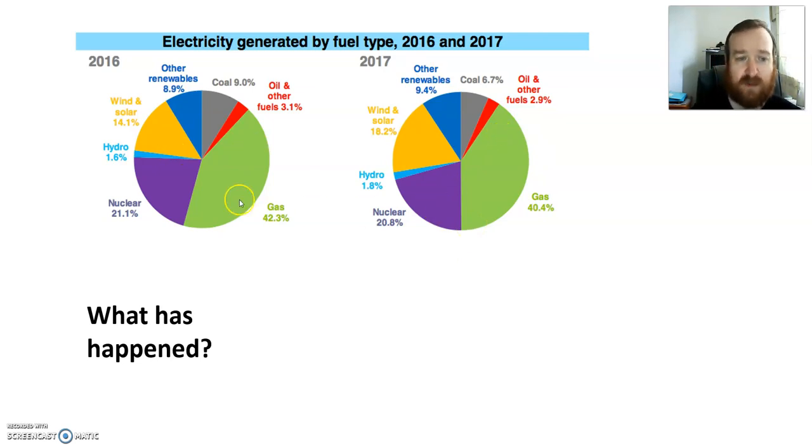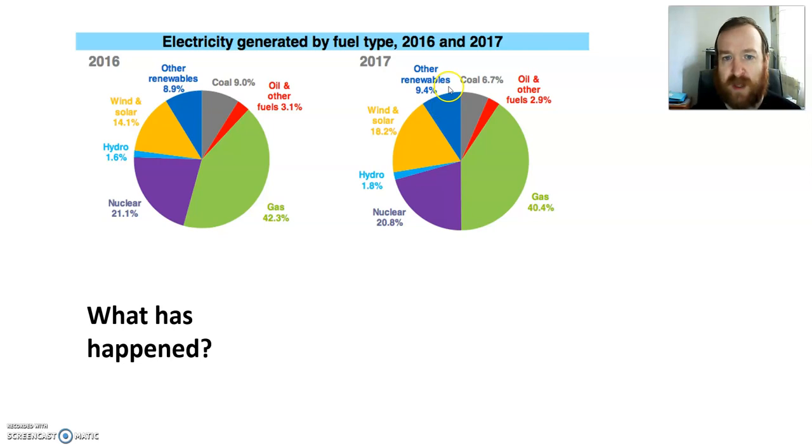I think the easiest way to go through this type of pie chart is to look at each section individually. First we'll start at coal because it's at the top. Coal's 9%, it's then 6.7% in 2017, so it's gone down. Oil and other fuels have also gone down. Gas has gone down. Nuclear has gone down. Hydro has gone up a little bit. Wind and solar has gone up. Other renewables has gone up. So that would be the first step in the analysis.